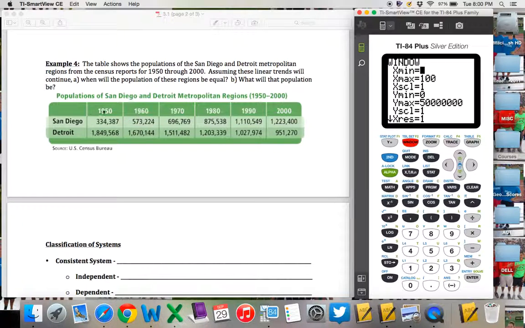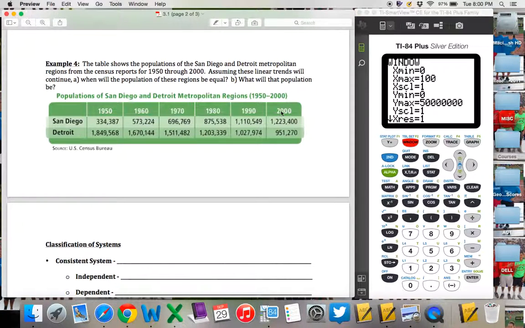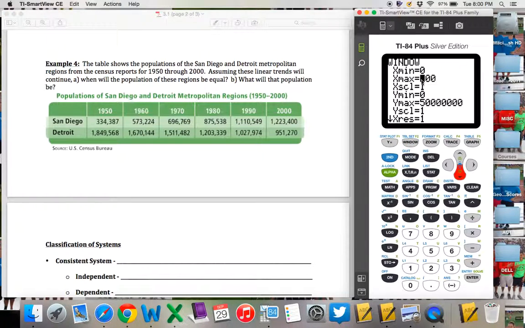But let's think about what we're doing here. Our X represents the number of years, and if 2000 represents 50, it doesn't look like those lines are going to go too much farther. So I think we could leave it at 100, maybe 70. I even think 50 might work because those intersections are going to be in there somewhere.